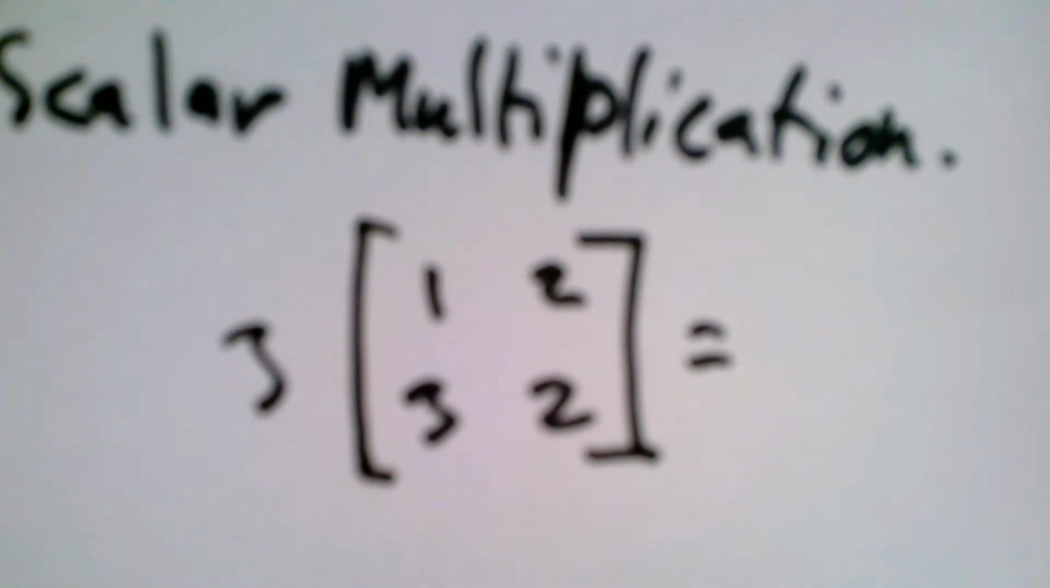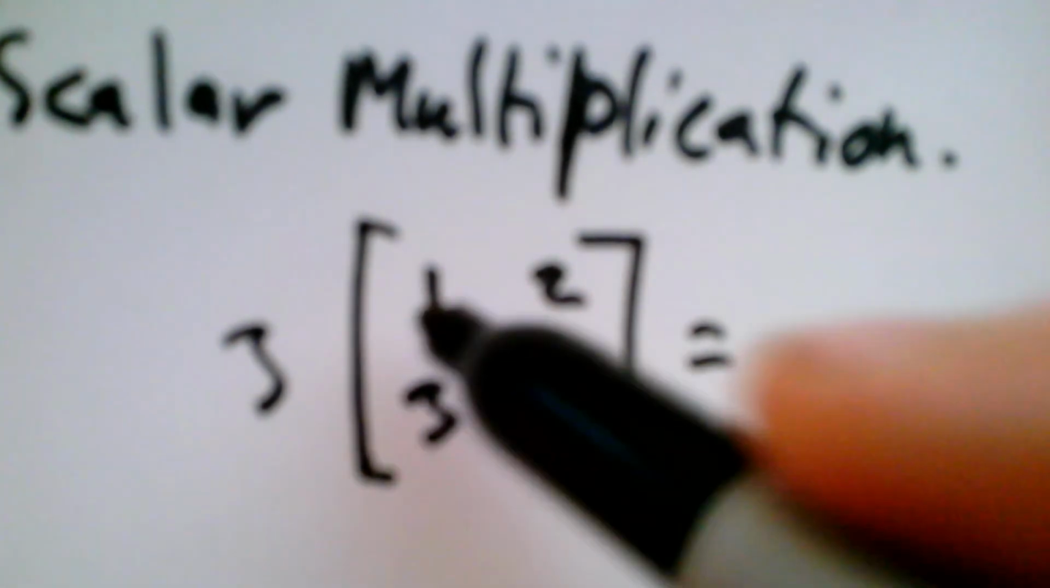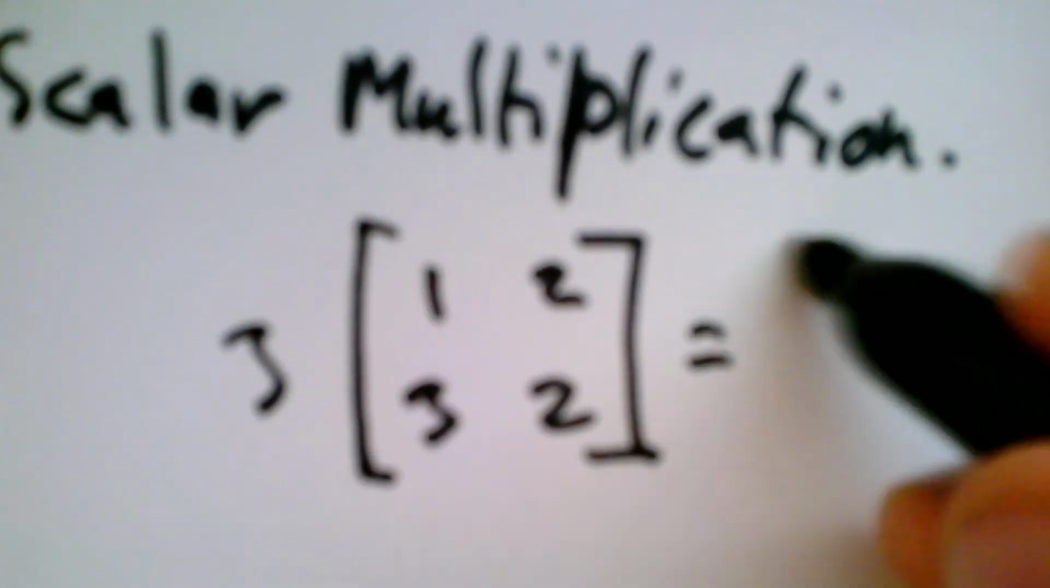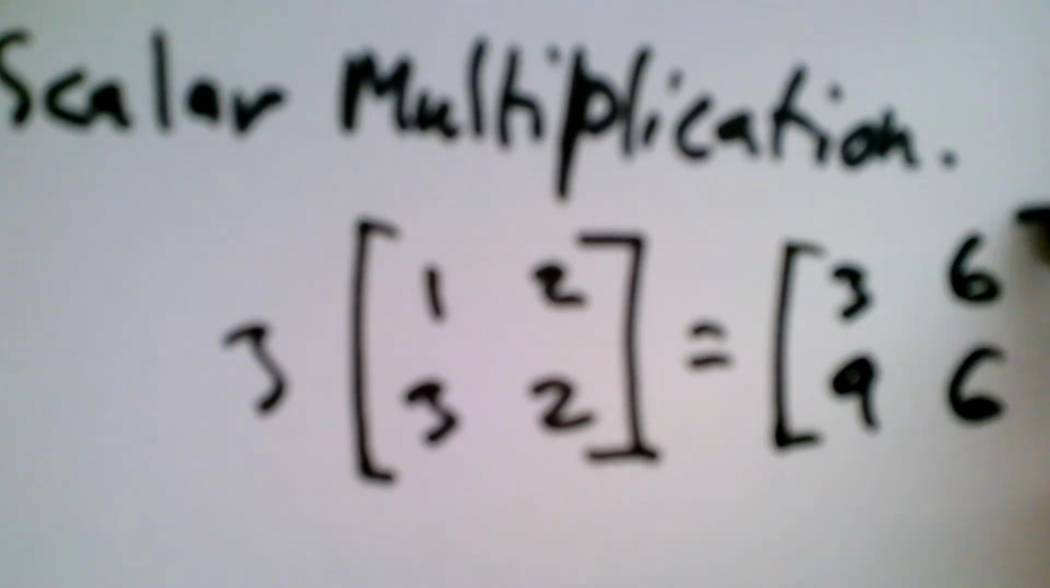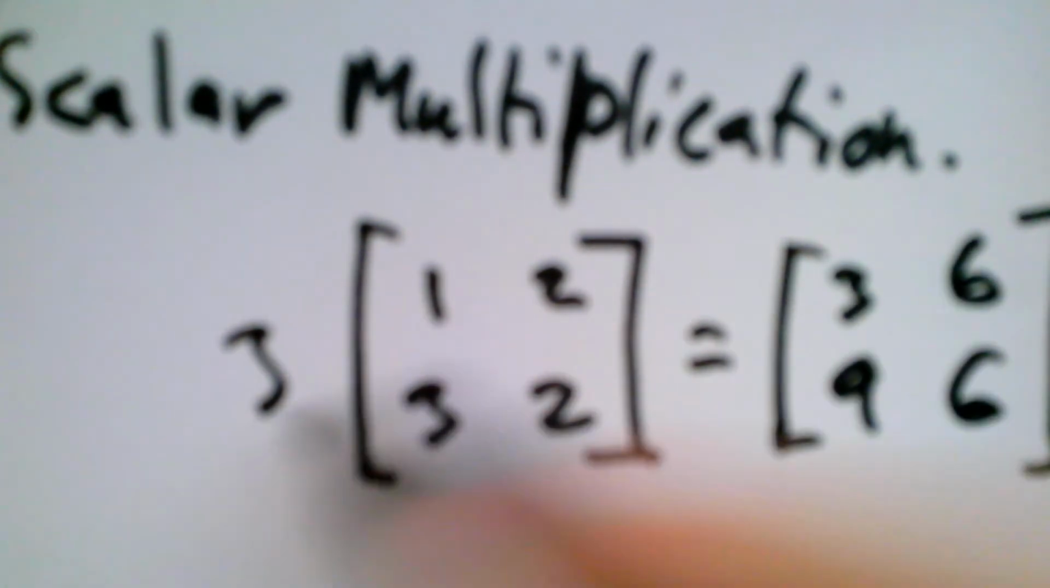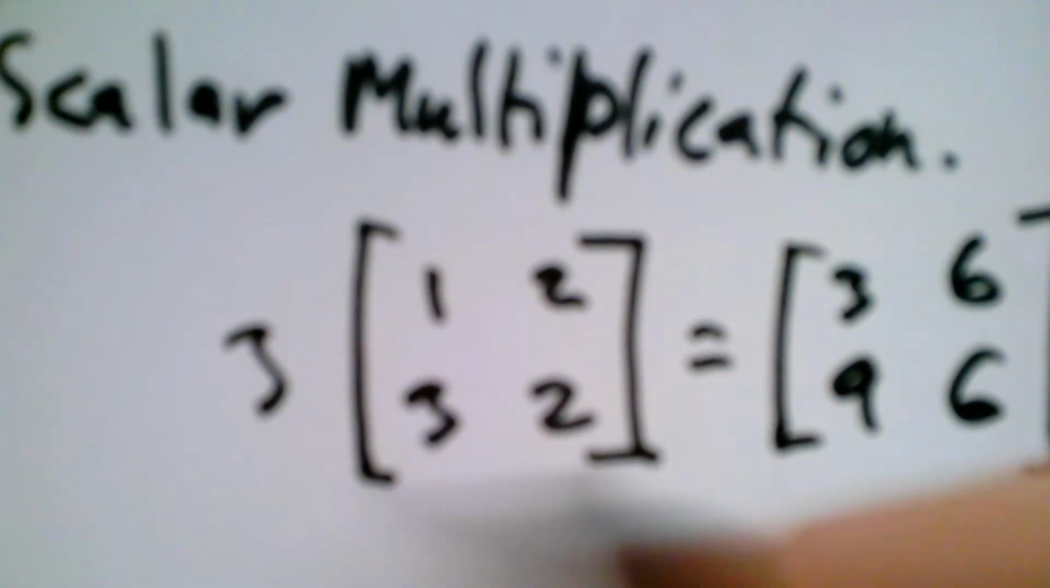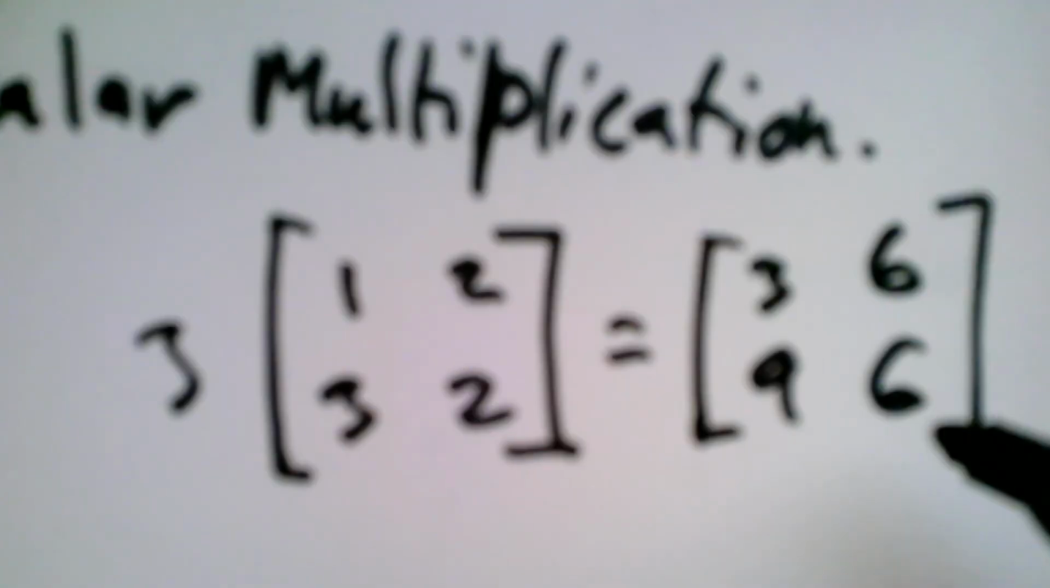All right, correction. You multiply all of the entries by that number. So 3 times 1, 2, 2, 3 is going to be equal to 3, 6, 9, 6, because we have 3 times 1, 3 times 2, 3 times 3, and 3 times 2 again in our multiplication.